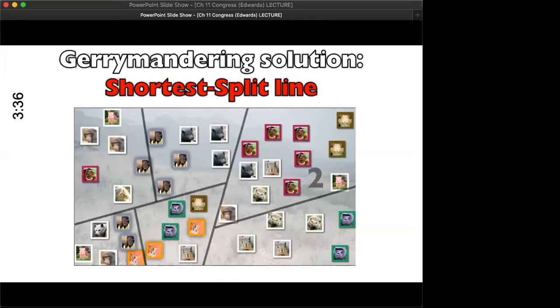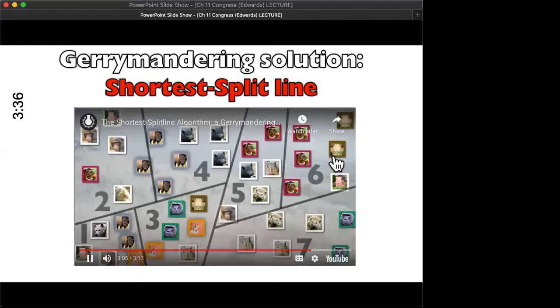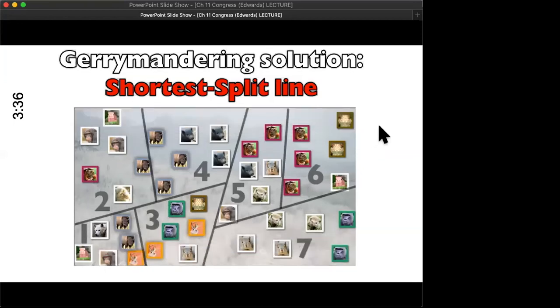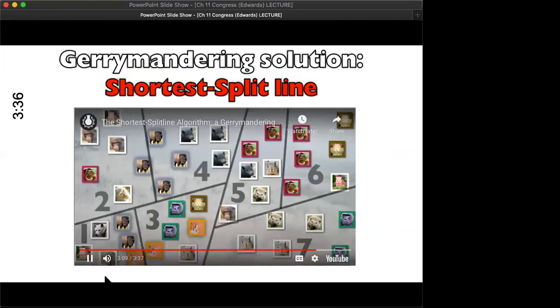The district that's 2, it's an even number, so that's easy. We want to make 2 districts out of here, just divide it in half. There's the shortest line that will give us 6 voters on each side. And now at the end of that method, we have 7 equally populous districts that were drawn with the shortest lines possible to create those districts.